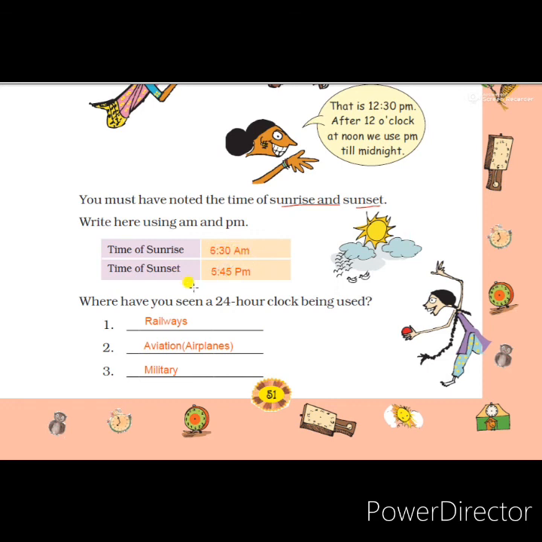Now where have you seen a 24-hour clock being used? Here is the last question we have asked: the 24-hour clock is used in different places. One, we know that it is used in railways, another one is air tickets or airways, and another one is the military. Students, about the notes, that means how can we convert a 24-hour clock to a 12-hour clock and a 12-hour clock to a 24-hour clock, I will give detailed notes here. So you don't worry about that. Copy the notes when I give them.